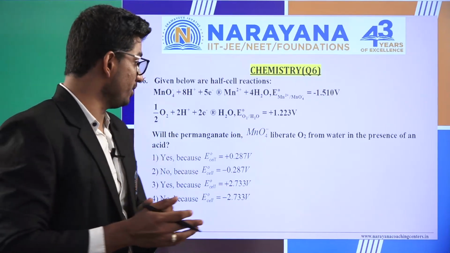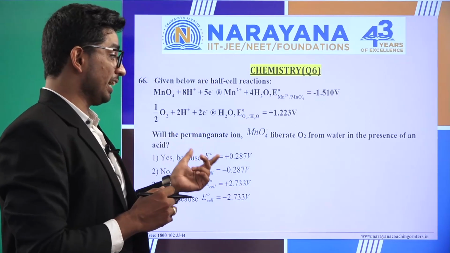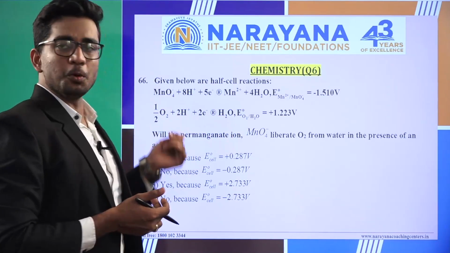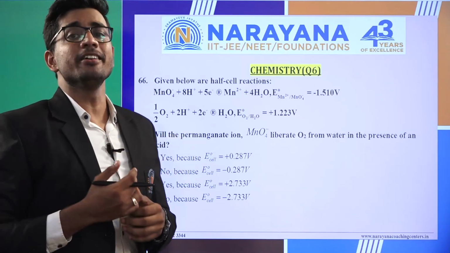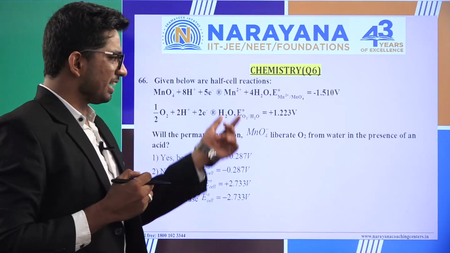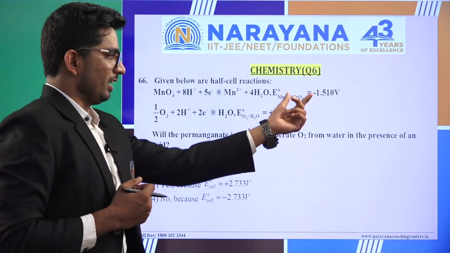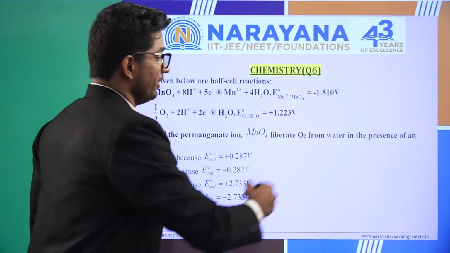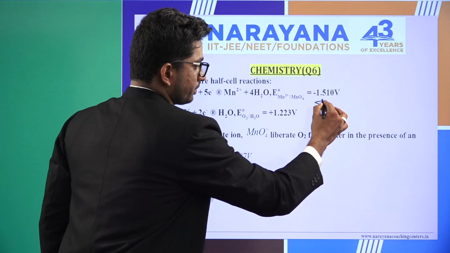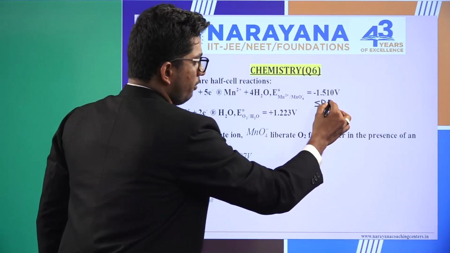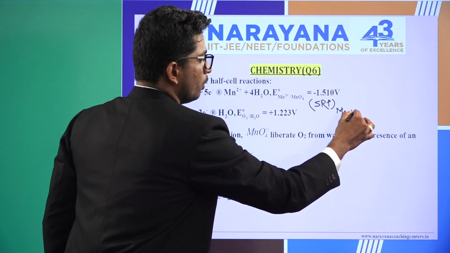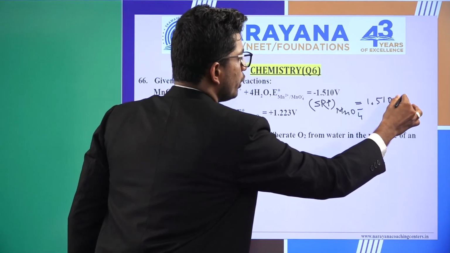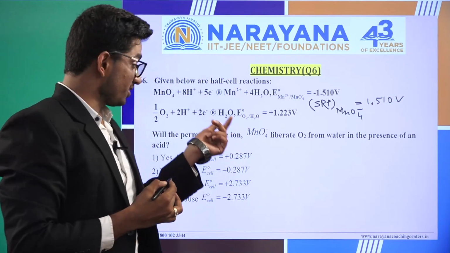So the question is very simple. If permanganate ion liberates O2, that means permanganate is oxidizing water to O2, and that means permanganate itself is getting reduced. So if we see the reduction potential of permanganate, actually this is the oxidation of Mn2 plus, so reduction will be just the negative. So the reduction potential of permanganate MnO4 minus will be 1.510 volt. And the one that is getting oxidized is water.